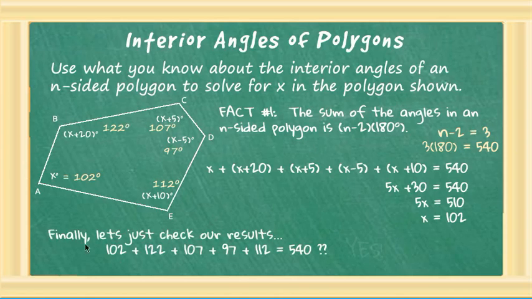And with any kind of math problem, it's always great to check your answer. So let's just make sure we got the right x value. We did our algebra fine by plugging in 102 plus 122, etc., and making sure those add back up to the 540 like they should. We do the math, it looks good, and yes, that must be correct.